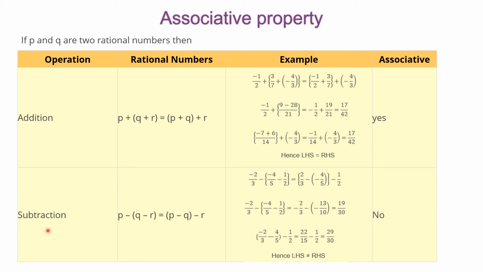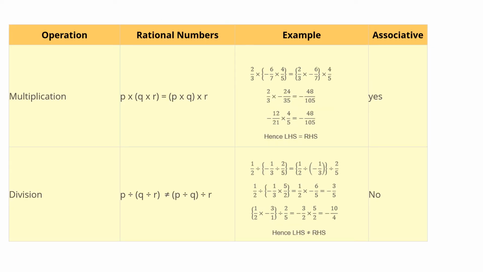But for subtraction, if we check, the result is not the same. For subtraction, the result is not the same. So associativity is not there for subtraction of rational numbers.